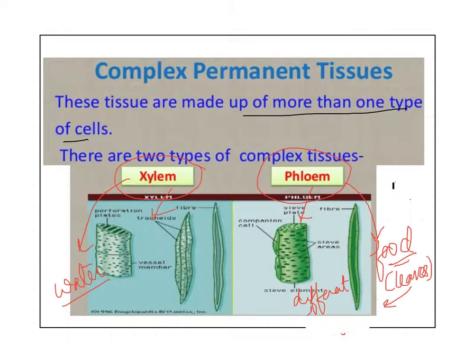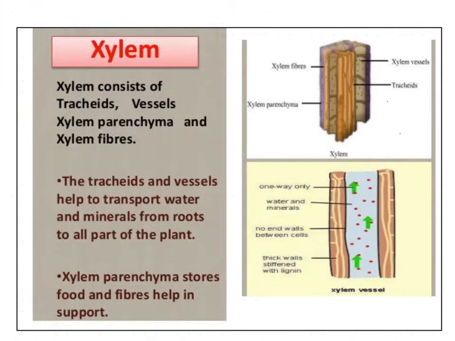From leaves the food is transported to different parts. Okay, clear? As you can see, it has different components, right? We will talk about these components in the next slide. Let's come to the xylem first.